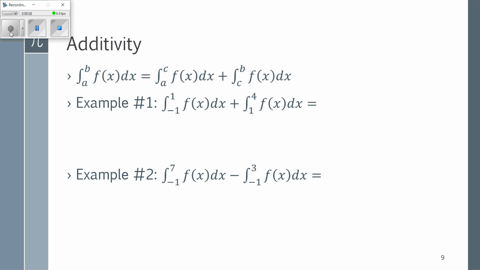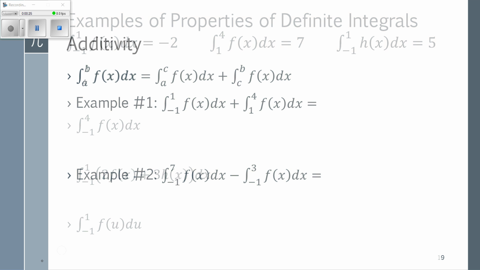So the additivity property is one of our most used properties, and it's unique to definite integrals. This is the property that allows us to take a definite integral and break it into pieces, or to take the pieces and put them back together into one integral. So the idea of it is, again, I'm just going to use a number line to illustrate this.